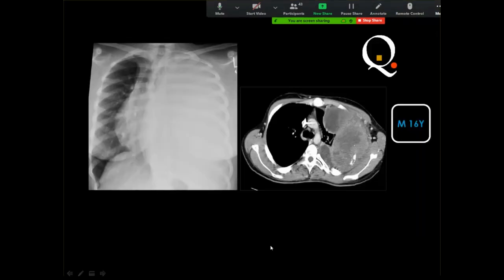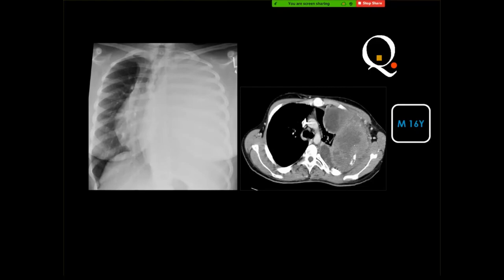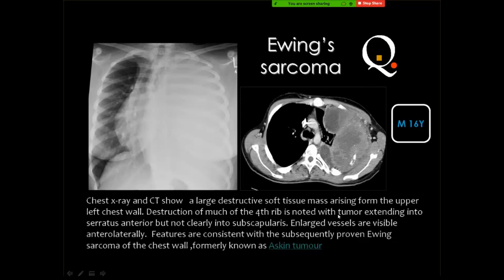Then there is a large mass in the left lung. Yes, and this is bronchogenic. This is not 16 years. This patient is Ewing sarcoma. Ewing sarcoma. This is Ewing sarcoma of the chest wall.